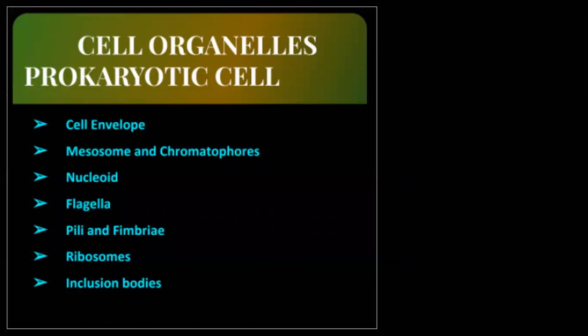So now we're going to start with the cell organelles of prokaryotic cell: cell envelope, mesosomes and chromatophores, nucleoid, flagella, pili and fimbriae, ribosomes, inclusion and inclusion bodies. These are the topics that we are going to start now on the cell organelles of prokaryotic cell.